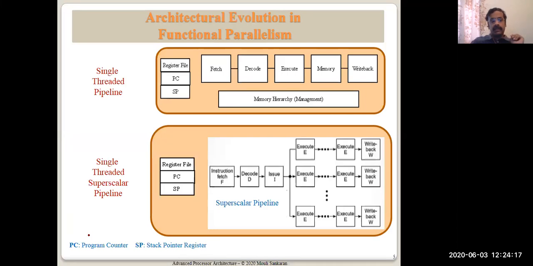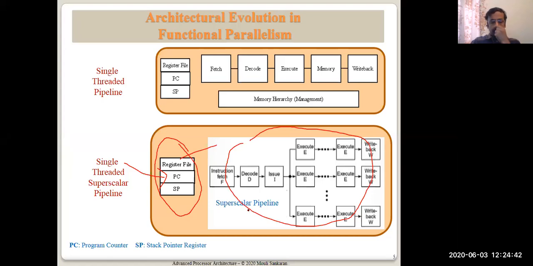This is the revision. So, single threaded superscalar pipeline. What I mean by that is one single process is running during this time, one process. That means there is only one context. Whatever is happening here all belongs to this context.